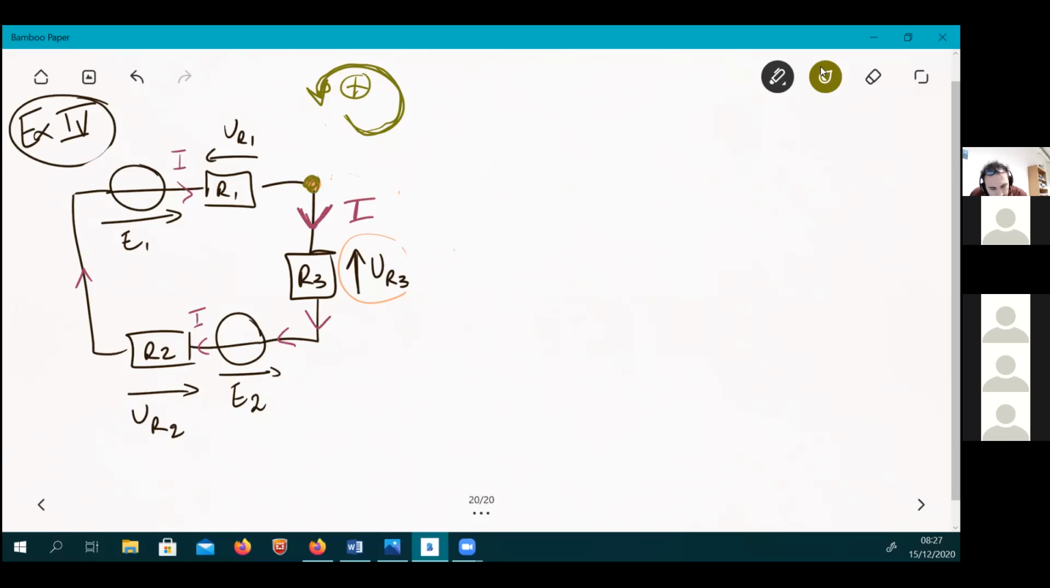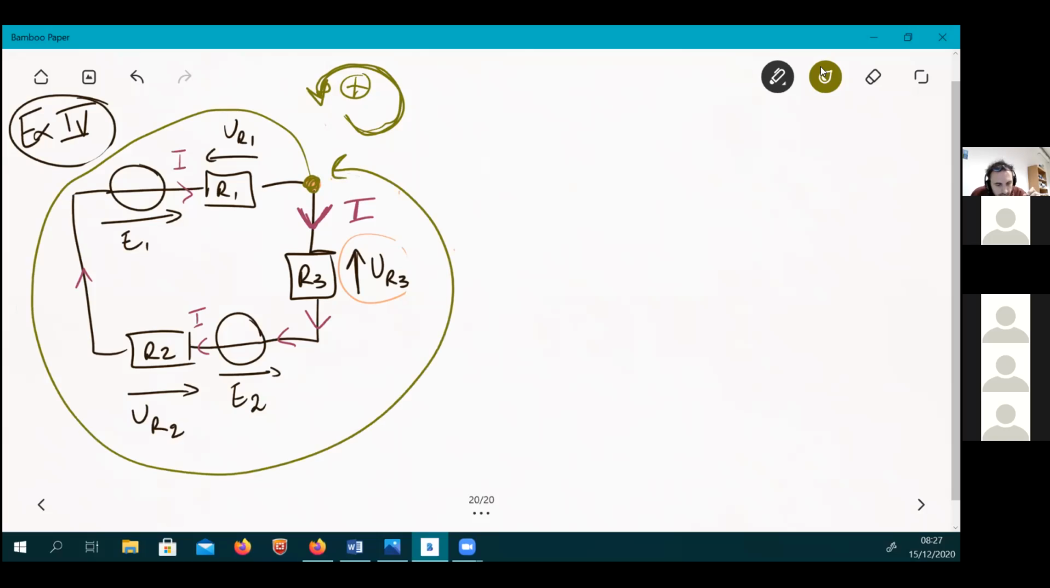So I'm going to still start from this node, go this time in this direction, and again see for each voltage I encounter if it's in the same direction as the law I use. So let's start from here. I go with UR1, which is in the same direction, which is not the case of minus E1, plus UR2, plus E2, plus UR3 equals 0.